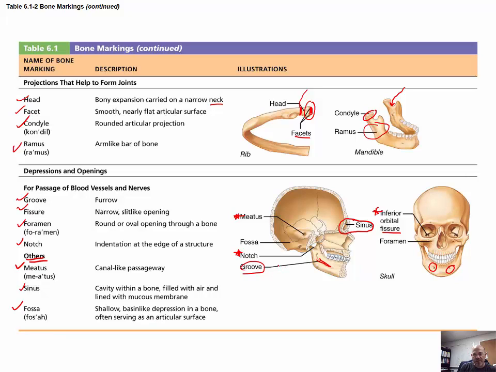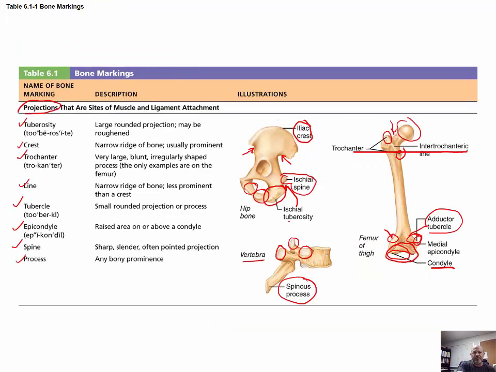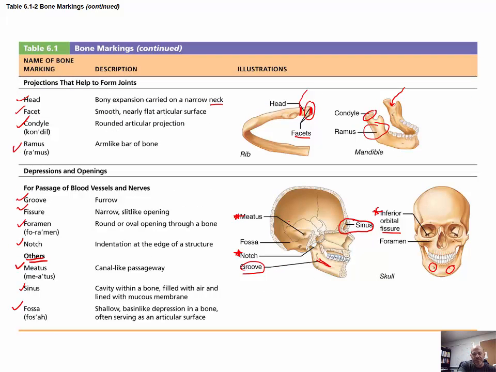And so, let's see, where do we have an example here of a fossa? Well, in here we have a fossa within the cranium, the cranial cavity there. But if we come back over here, now we're looking at the other side of the hip bone. There are examples of fossa on there. In fact, in the lab, you've probably already seen the fossae on the scapula and on the hip bone.